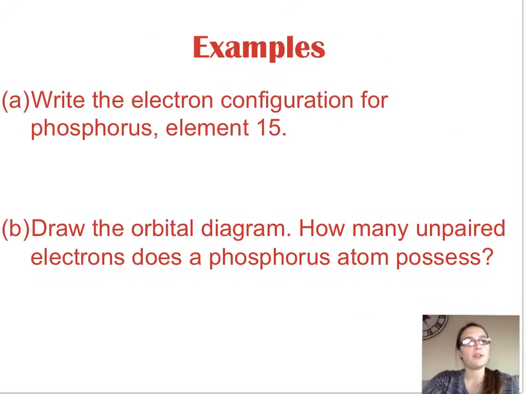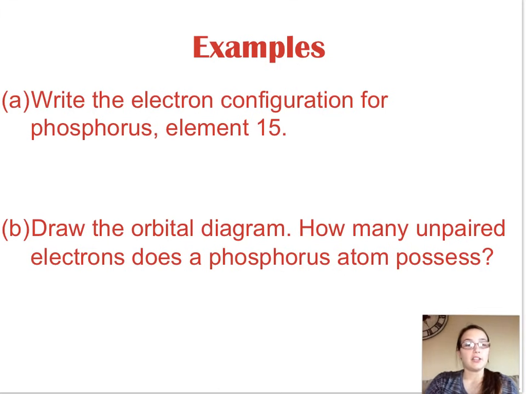So what I want you to do is pause the video and try example A and example B. Example A says to write the electron configuration for phosphorus, which has the atomic number 15. I want you to write the longhand and the shorthand just to get used to that, and then draw the orbital diagram. Once you draw the orbital diagram, I want to know how many unpaired electrons a phosphorus atom possesses. So do both of these examples, pause the video, and then come back and we can go through these examples together.